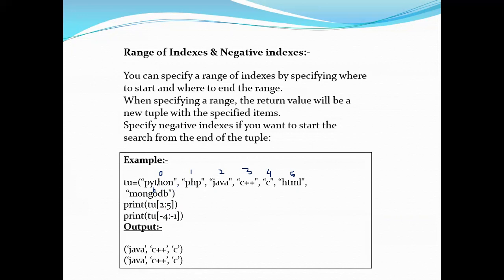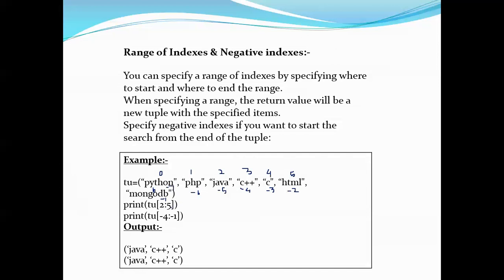So the length of this tuple is 7. My positive index starts from 0 and ends at n-1, that is 6. Similarly, if I go for the negative indexing, MongoDB is -1, HTML is -2. I go in the same way, right? From the rear end, I go with negative indexing. That is, C is -3, C++ is -4, Java is -5, PHP is -6, Python is -7, and so on. Right? I have the negative index, right?